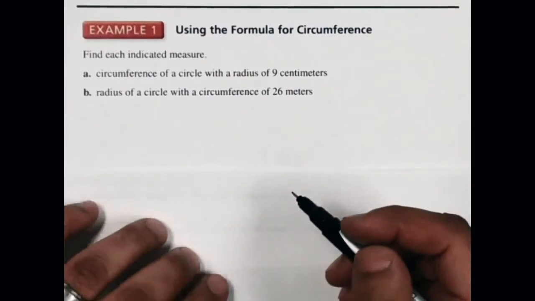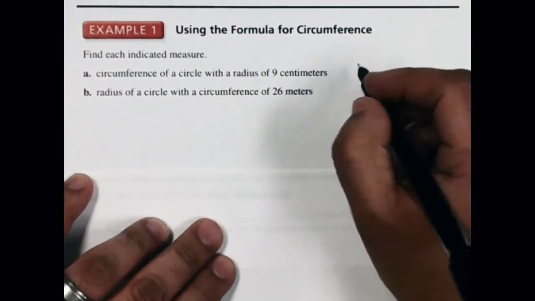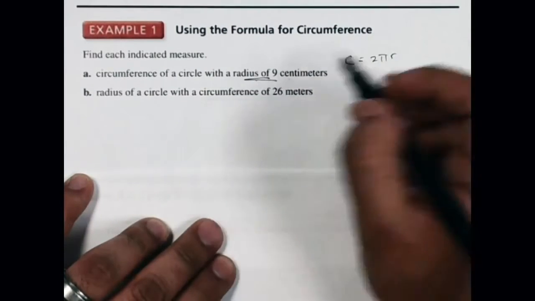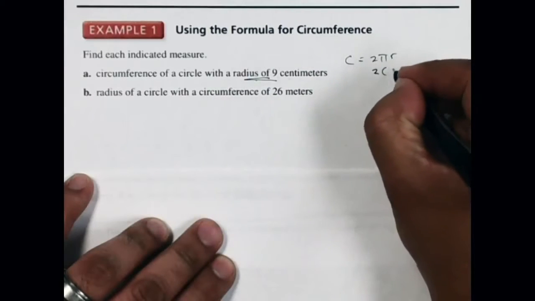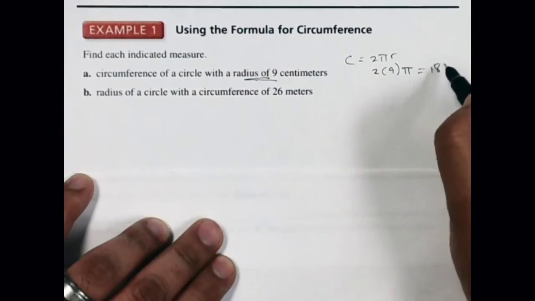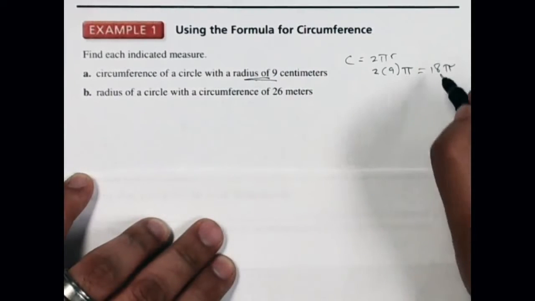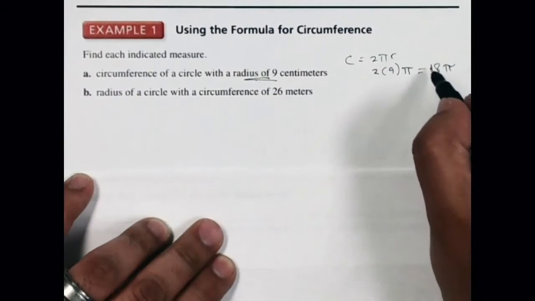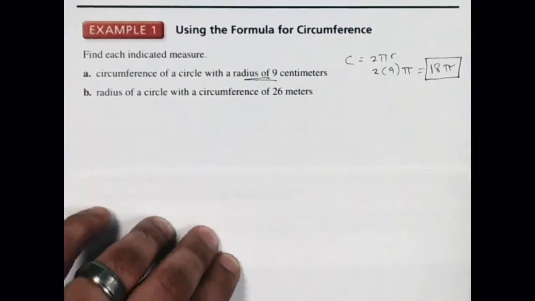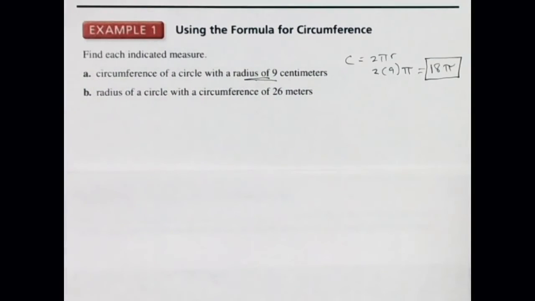Okay, so let's look at some examples. I want the circumference of a circle with a radius of 9 centimeters. For this, I'm going to use circumference equals 2 times pi times the radius, since they gave me the radius. So this is going to be 2 times 9, and I'm going to move the pi towards the end. 2 times 9 is 18 pi. Unless I tell you to round to the nearest decimal or to some decimal value, I want exact answers, which means I'm going to leave it in terms of pi. So for example 1a, the answer is 18 pi.